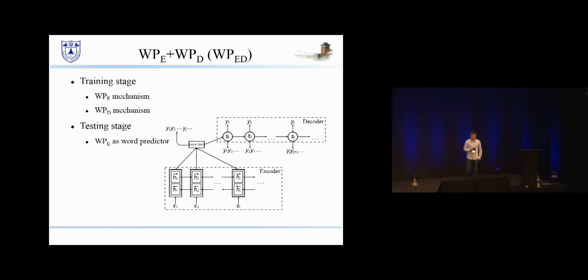I will make a summary of our proposed method. In the training stage, we use the word prediction mechanism to enhance the representation of the initial state and hidden states. And during the testing stage, we use the word predictor to improve the decoding efficiency by reducing the vocabulary size. I don't show the details of the implementation. More information can be found in our paper.